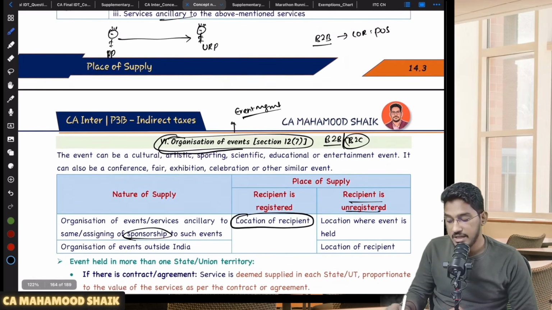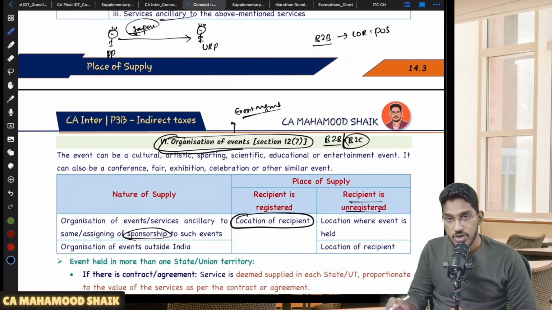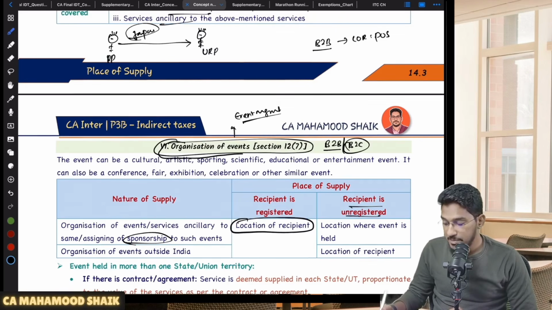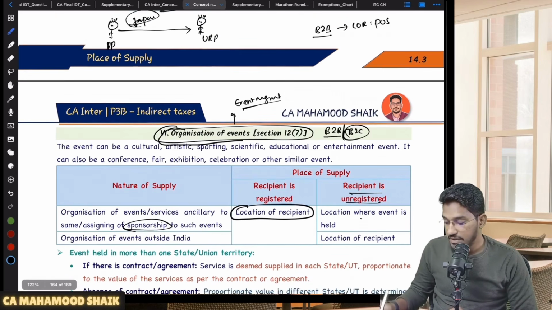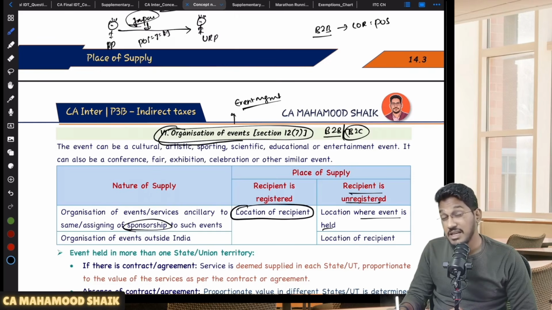Let us say this event is a destination wedding. This destination wedding is supposed to happen at Jaipur. So what will be place of supply? Since it is a B2C supply, they say that wherever the event is held, that means where the event is happening, at Jaipur event is happening. So place of supply will be what? Jaipur, that is Rajasthan. Sir, what if the event is held outside of India?